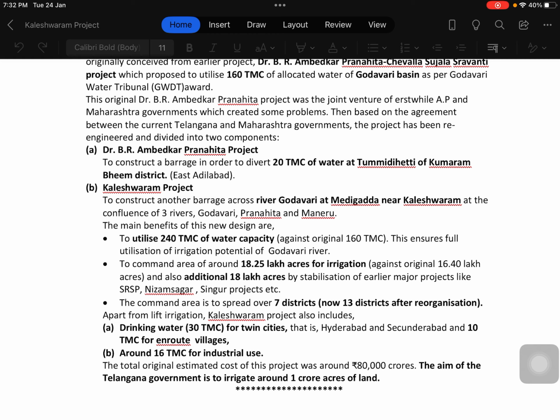The total original estimated cost of this project was around 80,000 crores, and the main aim of the Telangana government is to irrigate around 1 crore acres of land. Okay, so this is a 5 marks question, a very important question which is asked in the board exam: Discuss the importance of Kaleshwaram project. Of course, you need not mention anything about the map and all. That is just for you to understand.